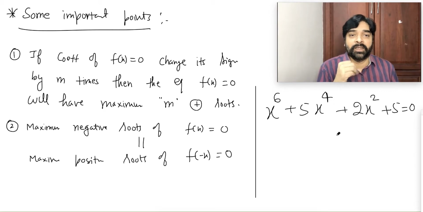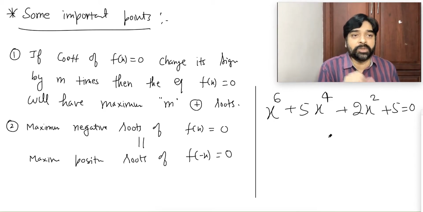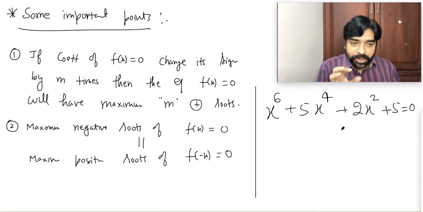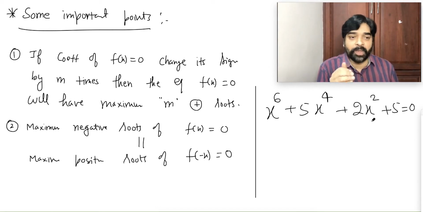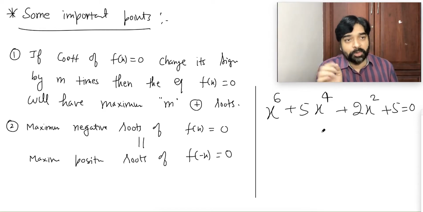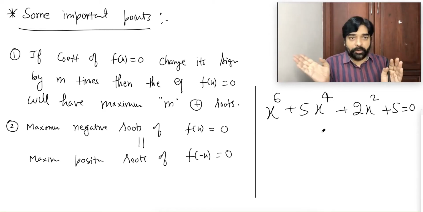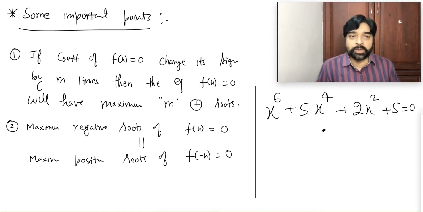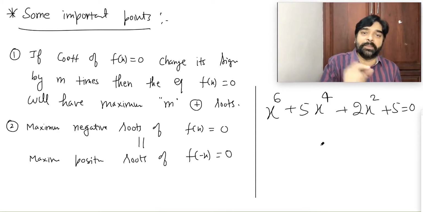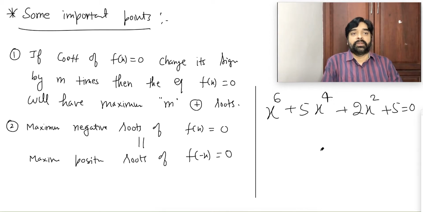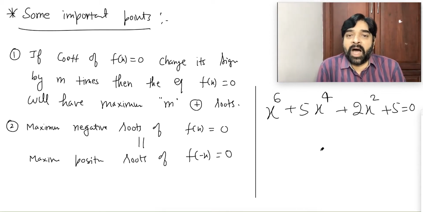Understood? Means this equation does not have positive roots, does not have negative roots. Is 0 a root of this? No, 0 will not satisfy this. So 0 is also not a root. No positive root, no negative root, no 0. So what are the roots? All 6 roots are imaginary roots. There is no real root of this equation.